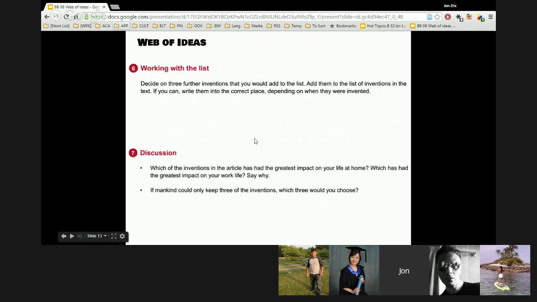Now over to you. I want you to think of, it says 3, but it doesn't have to be 3. I want you to try to think of an invention that you would add to the list, something that you think we take for granted today. If you can, write them in the correct place depending on when they're invented. Well, let's see how many ideas we can come up with first.